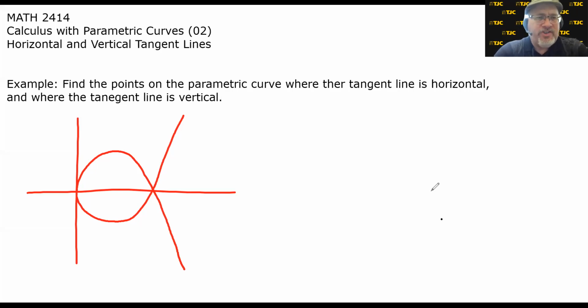Math 2414, Calculus with Parametric Curves, Video 2, Horizontal and Vertical Tangent Lines.